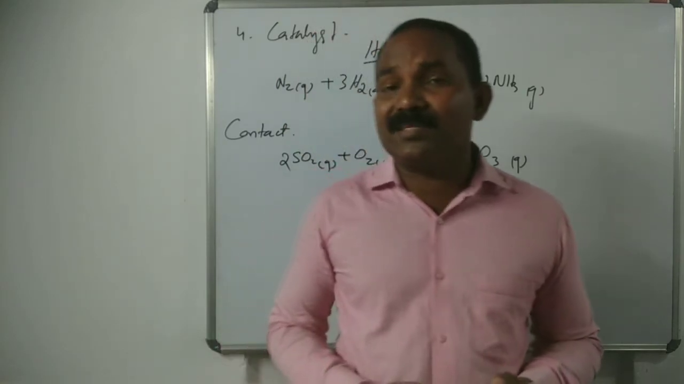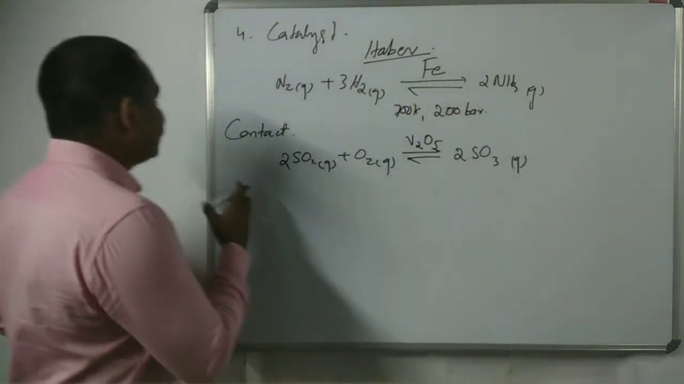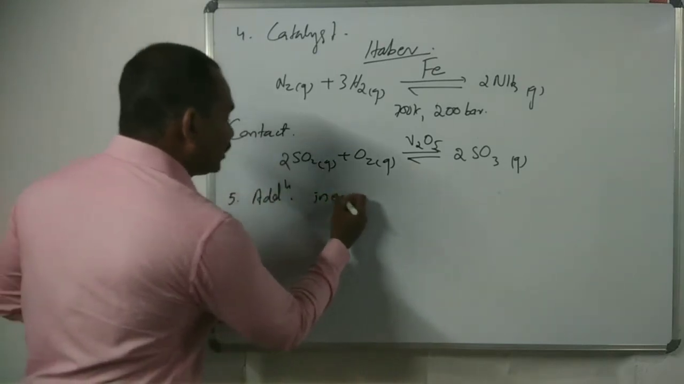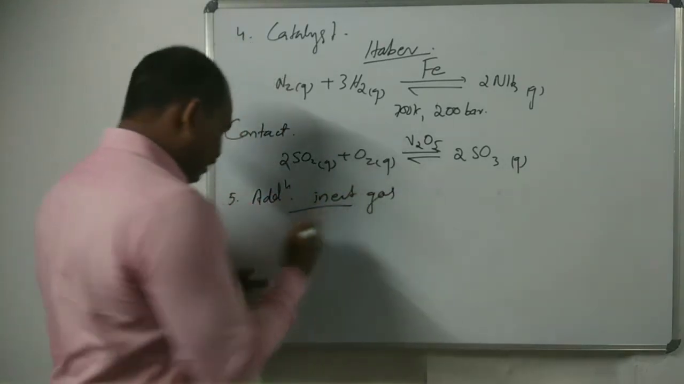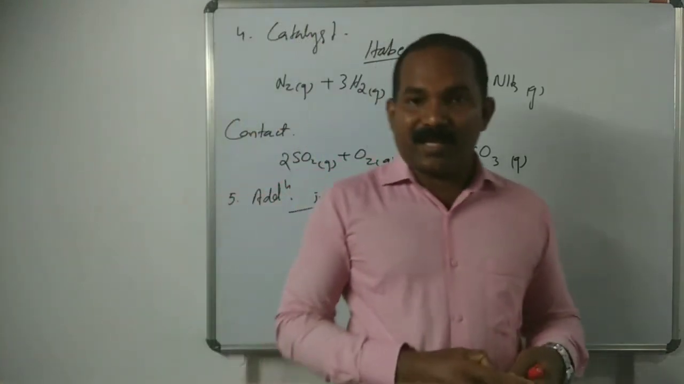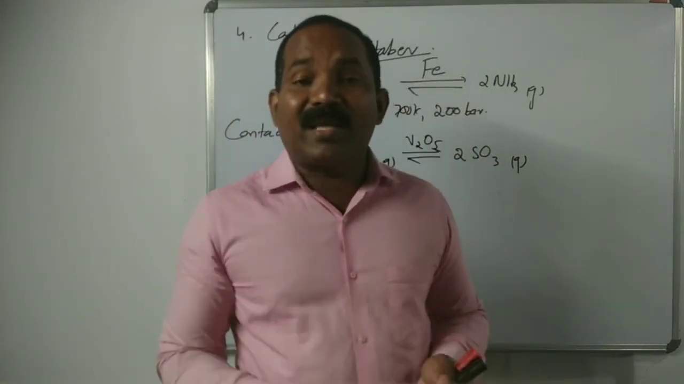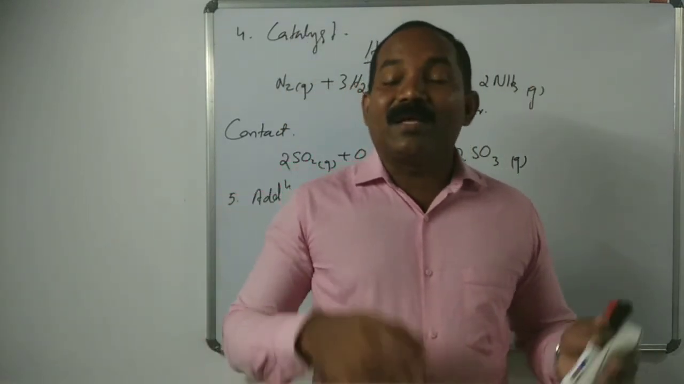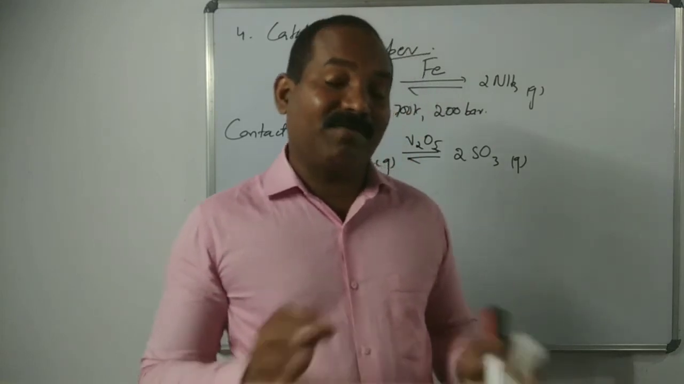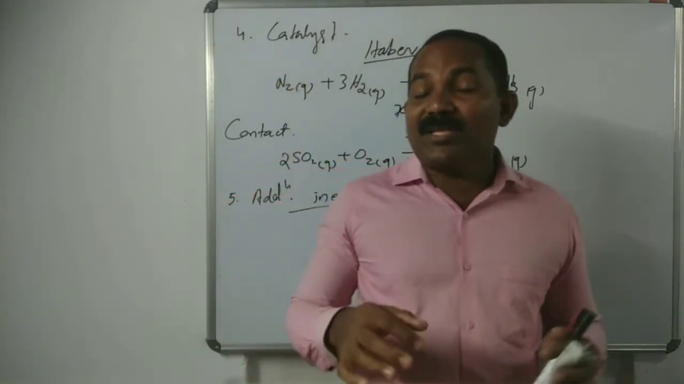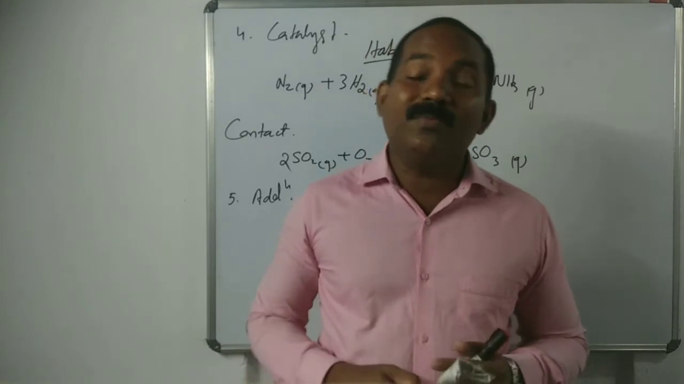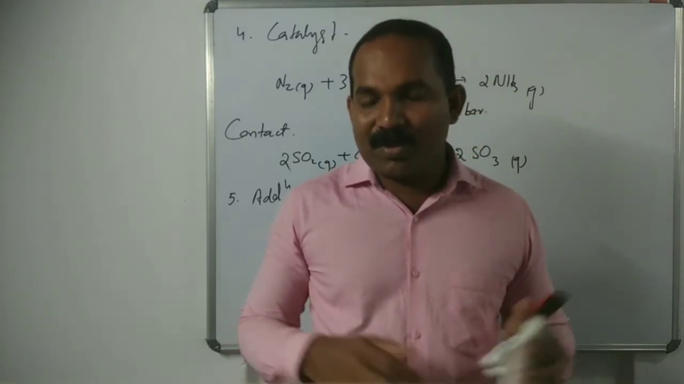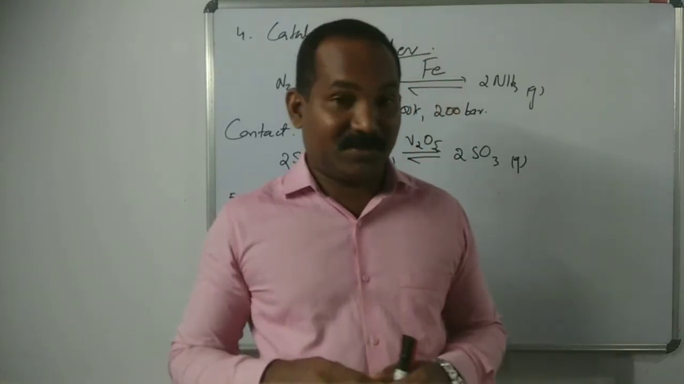And the last factor is addition of inert gas. The fifth factor is addition of inert gas. In the case of inert gas added at a constant volume, the equilibrium is not affected. The addition of inert gas at a constant volume causes no change in the equilibrium, because the volume is constant.